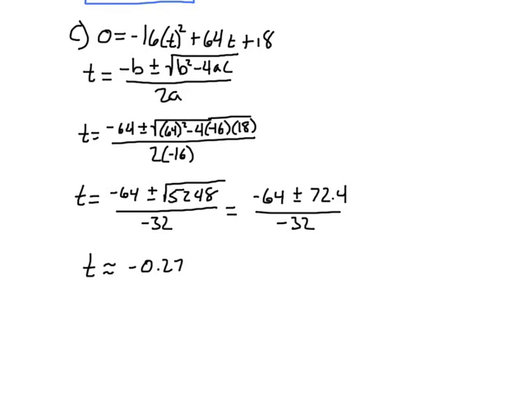And you need to take negative 64 minus 72.4 and then divide that by negative 32, and you get your time to be approximately 4.27.